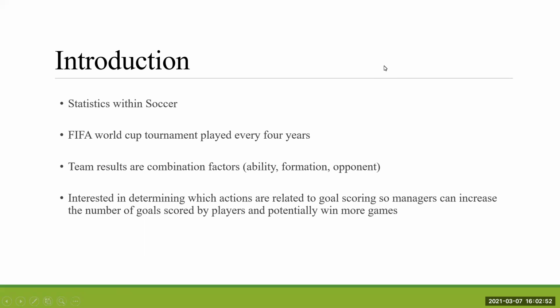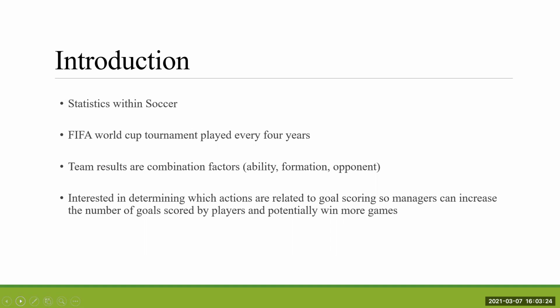To give a brief background about soccer, soccer is a sport that is played globally, and outside of the United States, it's known as association football. It's a sport that is played generally between two teams that have 11 players on the field at a time. The performance of a soccer team is usually a combination of factors, which could be the player's ability, the formation of the team, or the quality of the opponent that the team is playing.